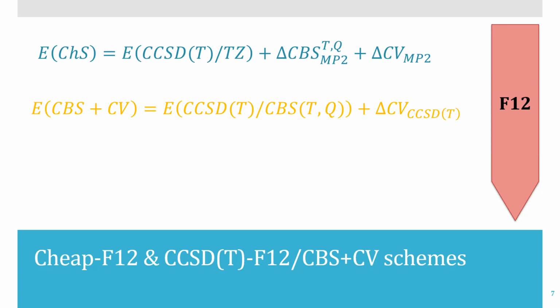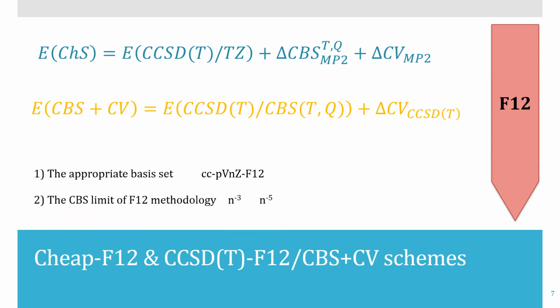In the case of the CBS plus, we run more or less the same computation, just we extrapolate the CCSD(T) energy using the triple and quadruple zeta basis sets, and we do not pass through MP2. We need to understand which is the appropriate basis set, and in particular, we will also focus on specifically developed F12 basis sets, and then the formula used for F12 methodology, which theoretically should extrapolate as n to the -7.